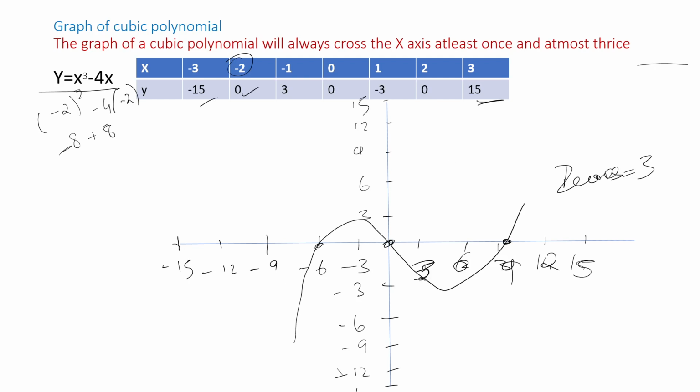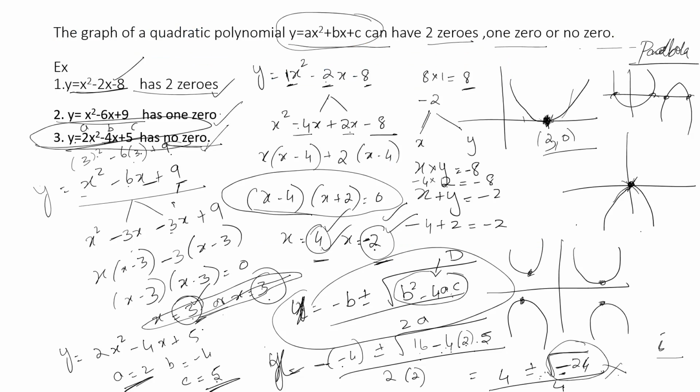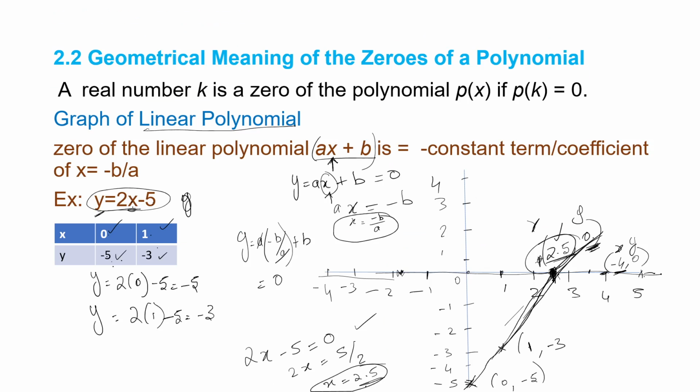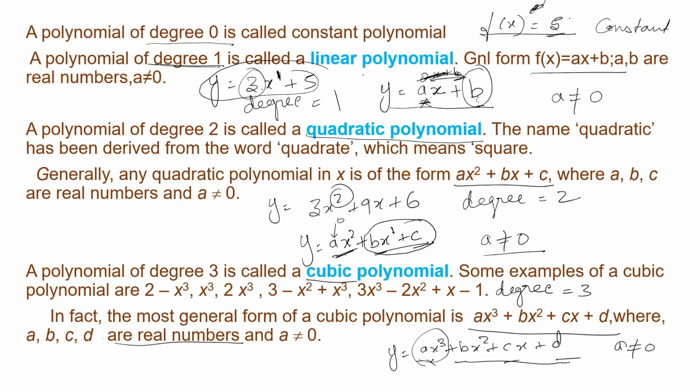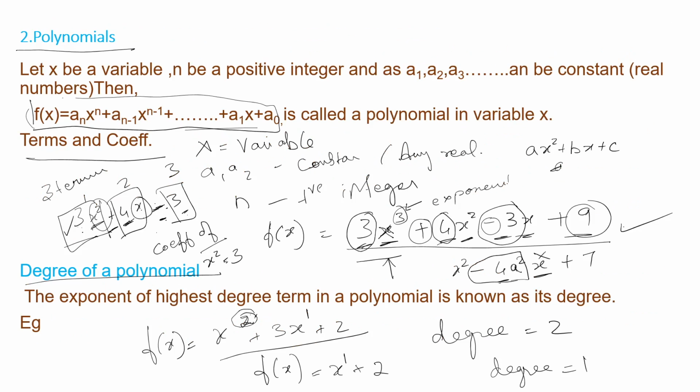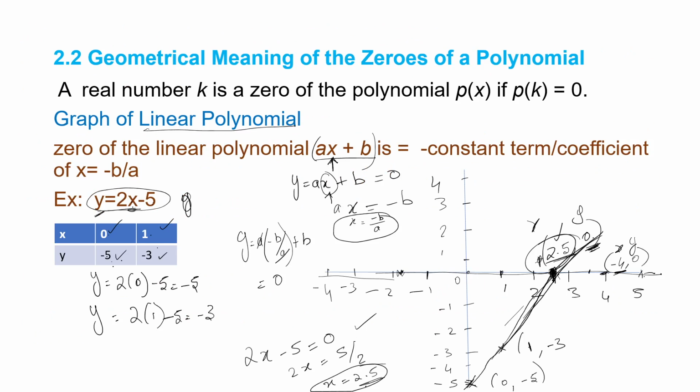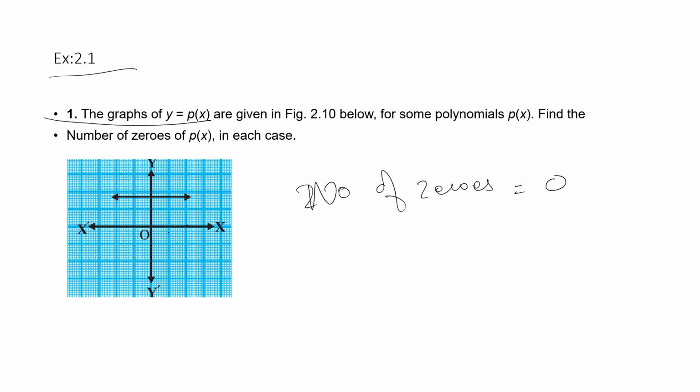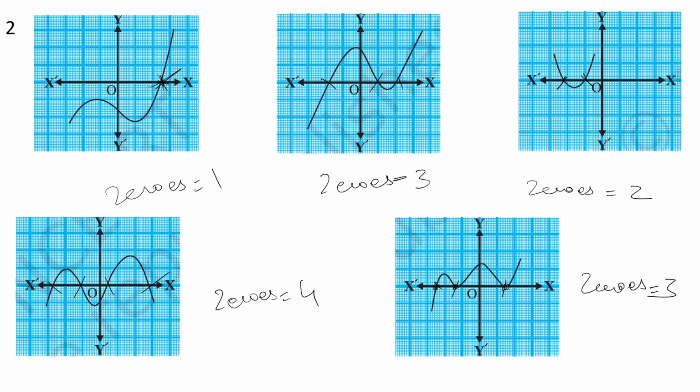And this is one example of a cubic polynomial. We have seen the quadratic and linear polynomials, the degree of a polynomial, and what polynomials are. This is just to give a quick recap. With this our first exercise is over.